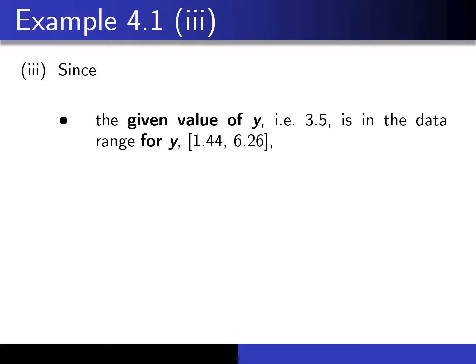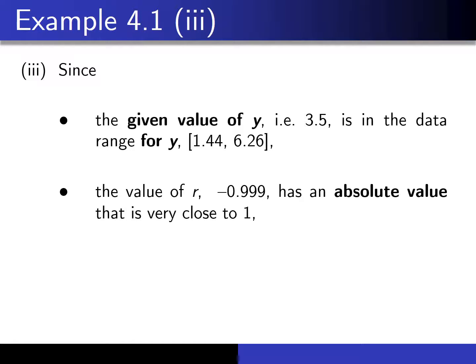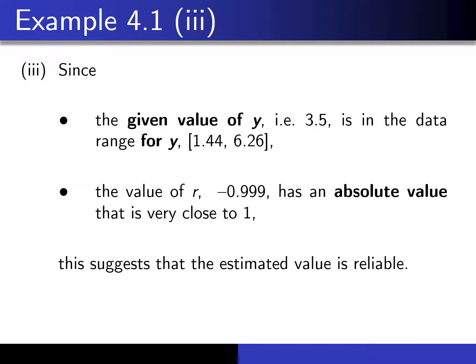For Part 3, note that the given value of Y, which is 3.5, lies in the data range for Y, the closed interval 1.44 to 6.26. Also, the value of r, -0.999, has an absolute value that is very close to 1, which means that the strength of the linear relationship between the two variables is high. Therefore, we can conclude that the estimated value is reliable. Note that what is important here is that the given value, which is Y in this case, must lie in the data range. We do not decide the reliability of the estimate by considering whether the estimated value lies in the data range or not.